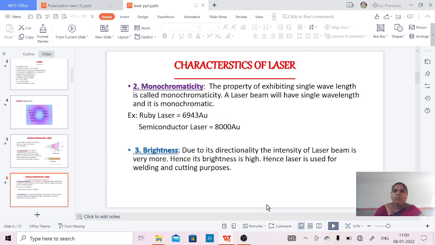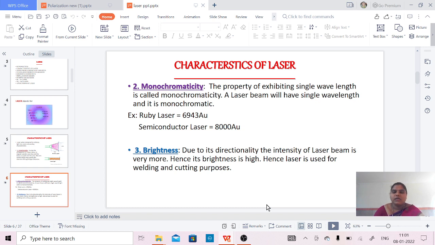Next, monochromaticity. The property of exhibiting a single wavelength is called monochromaticity, that means existing at a single wavelength. In nature there is a standard wavelength for each color. So laser also has monochromaticity. A laser beam will have a single wavelength and it is monochromatic. For example, a ruby laser has a wavelength of 6943 angstrom units, and a semiconductor laser, 8000 angstrom units.